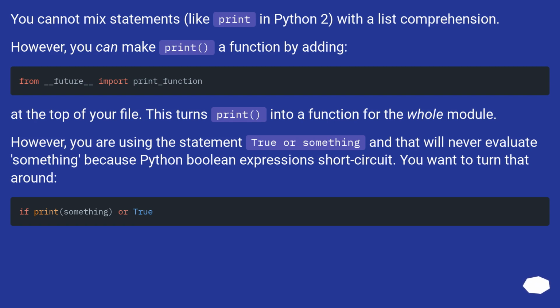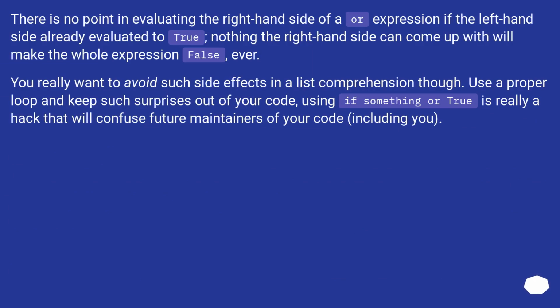However, you are using the statement true or something, and that will never evaluate something because of Python Boolean expression short circuit. You want to turn that around. There is no point in evaluating the right-hand side of an or expression if the left-hand side already evaluated to true. Nothing the right-hand side can come up with will make the whole expression false, ever.